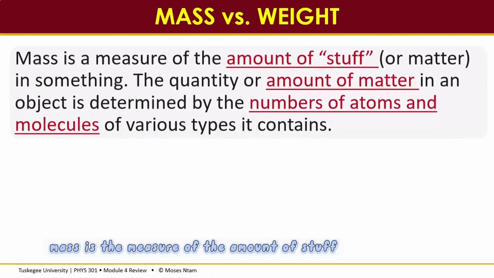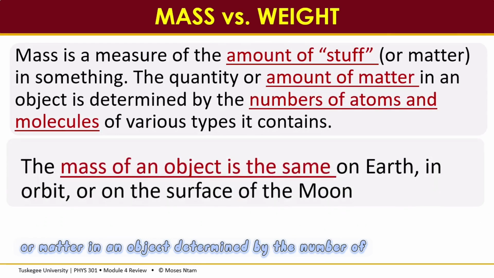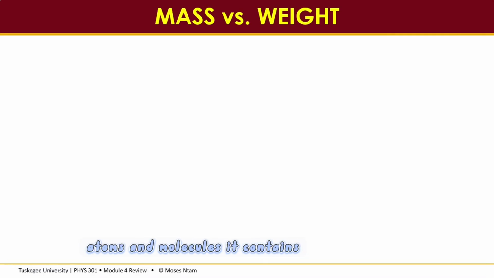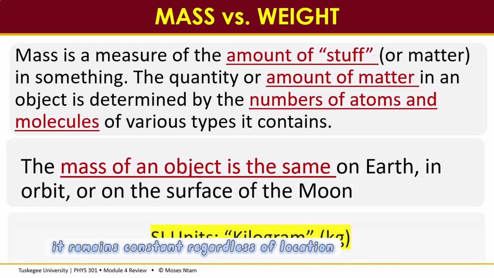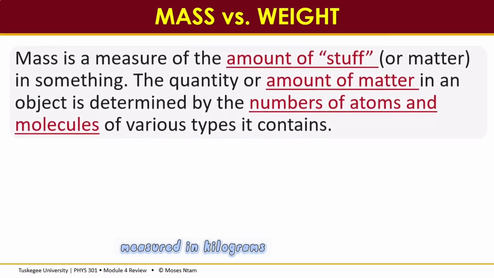Mass is the measure of the amount of stuff or matter in an object, determined by the number of atoms and molecules it contains. It remains constant regardless of location, measured in kilograms.